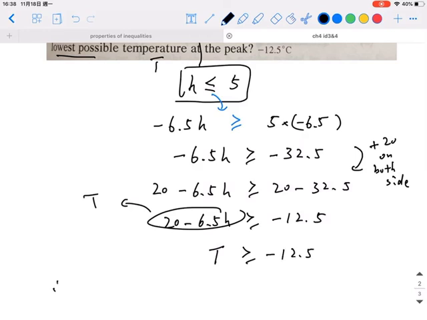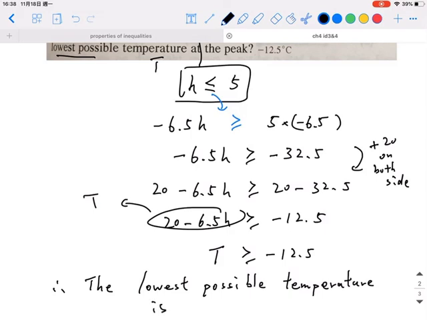So write down the statement: the lowest possible temperature is negative 12.5 degrees. So that's the end of instant drill 4.